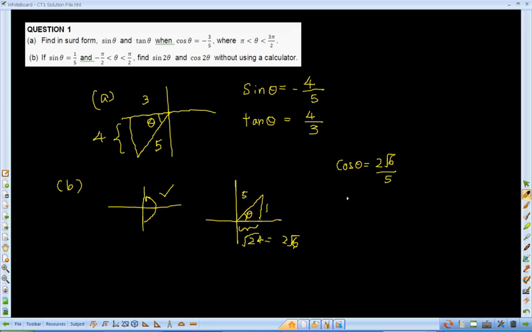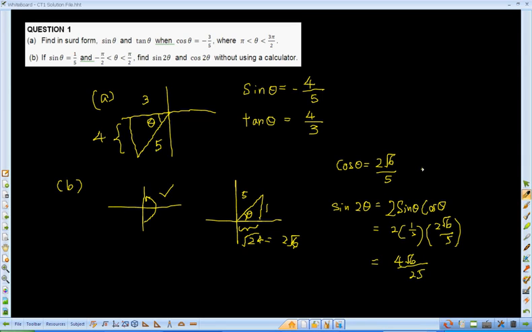We don't need the value of tangent theta here. You will soon see why that is the case. Using the identity for sine 2 theta, with sine theta and cosine theta, and substituting the value of 1 over 5, and also for cosine theta 2 square root of 6 over 5, and then you have this 4 square root of 6 over 25.